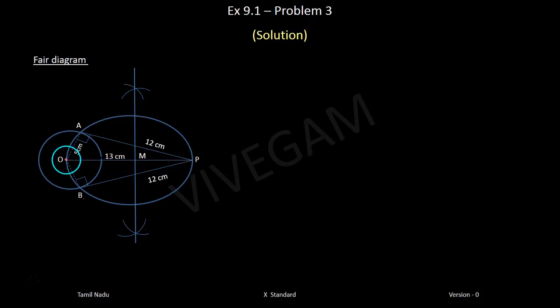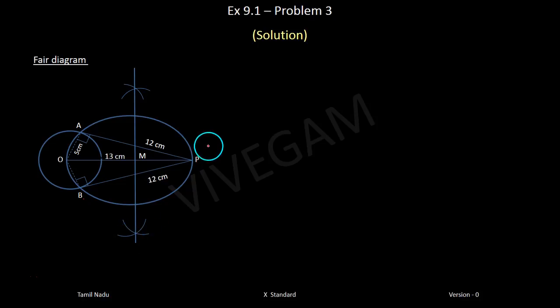Now, what you do? You are drawing a perpendicular bisector of OP. How did you do? 13 centimeter, half of it is 6.5. So let's take a radius which is greater than 6.5 centimeters. As I said, let's take a radius of 8 centimeters. With O as a center and 8 centimeters as a radius, you're cutting two arcs.